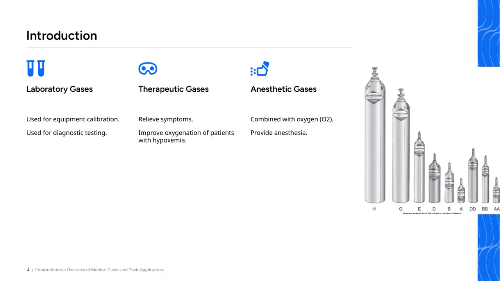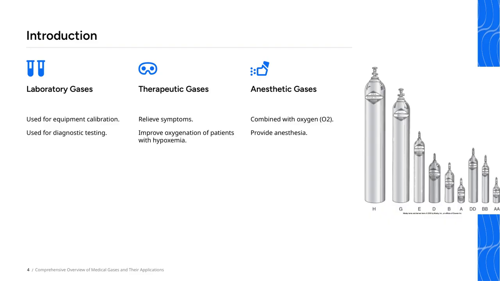Here, we're focusing on various medical gases and their specific applications. When combined with oxygen, these gases serve different critical functions in healthcare. For example, anesthetic gases are essential for providing anesthesia during surgical procedures. They work alongside oxygen to ensure patients remain unconscious and pain-free.